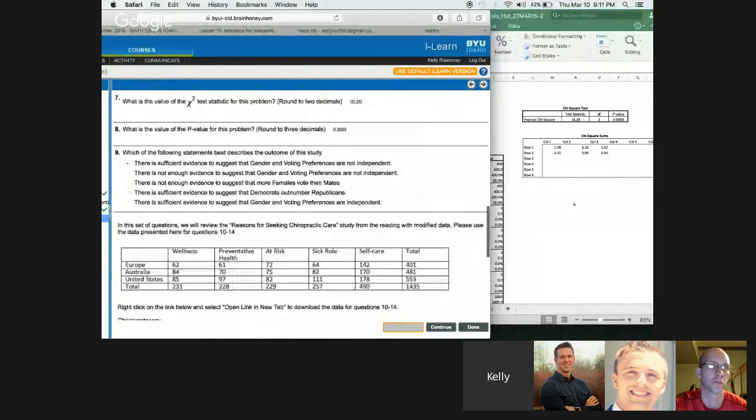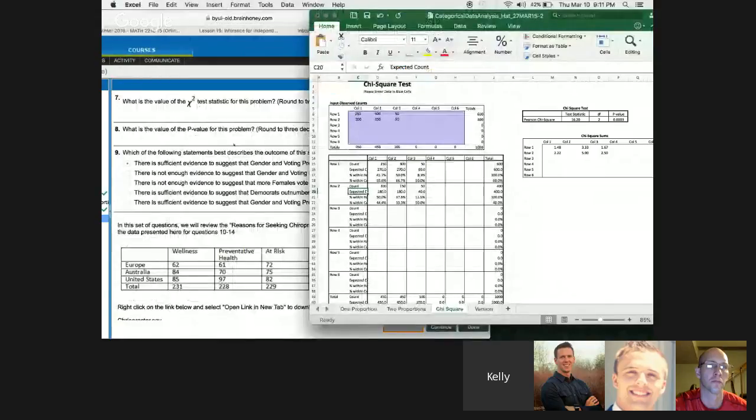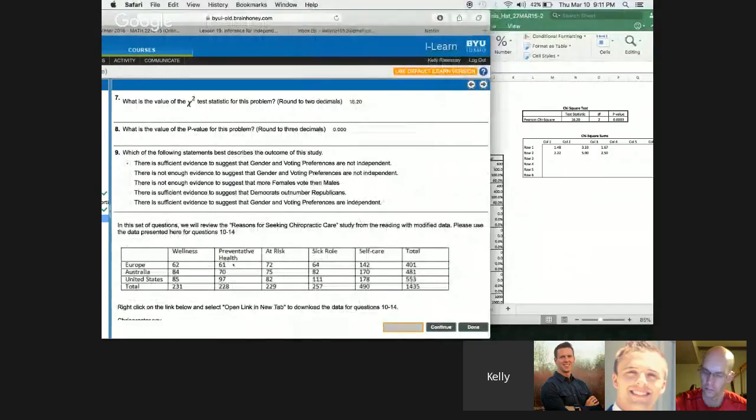So the p-value is obviously less than the level of significance, which means we reject the null, right? There is sufficient evidence to reject the null, right? Yep, sufficient evidence. So it would be A. I put A. Yeah. Sweet.